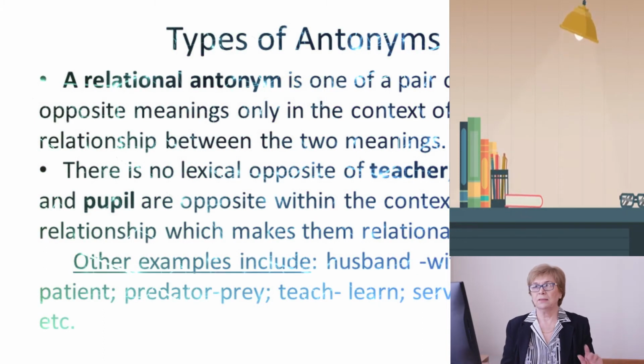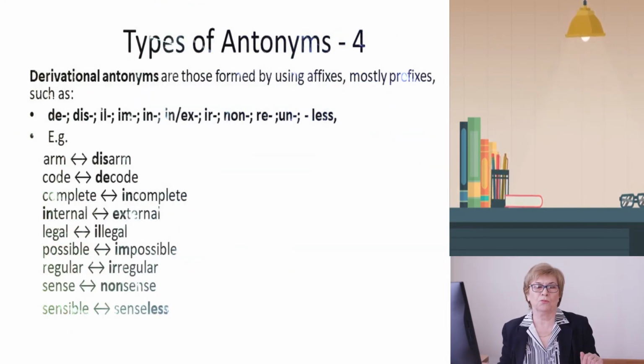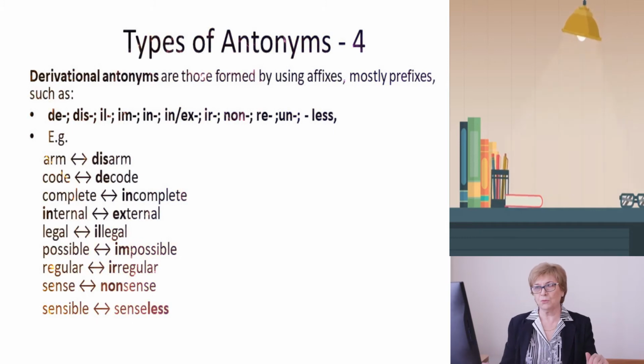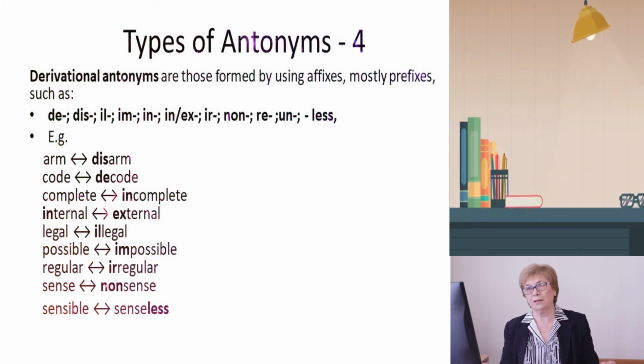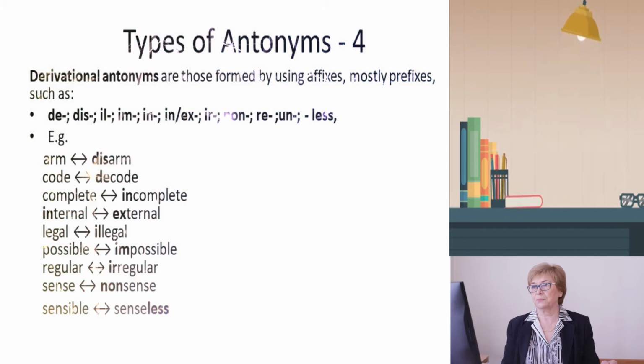Okay, and there is a very nice group of antonyms which is called derivational. This is a very handy tool in the English language, and not only in the English language, when you use affixes in order to compose an antonym. They are called derivational antonyms, and we even have special affixes to create such antonyms, like complete, incomplete, arm, disarm, code, decode, regular, irregular, sensible, senseless, etc., etc.